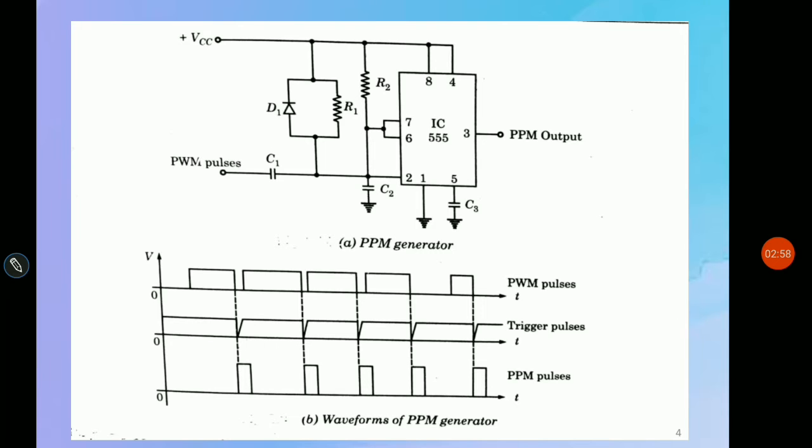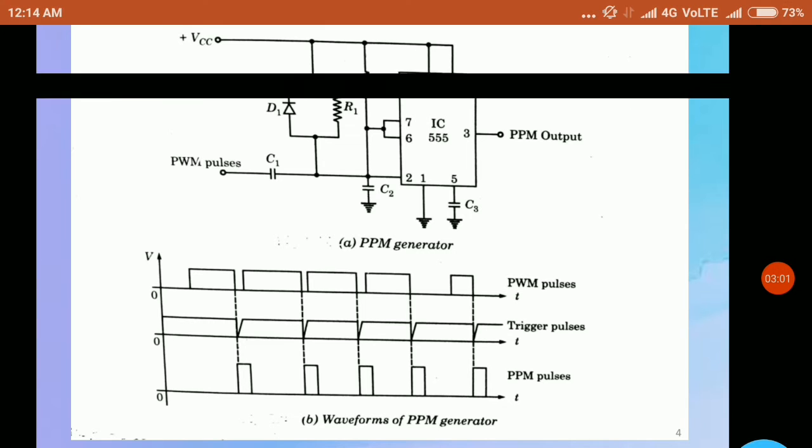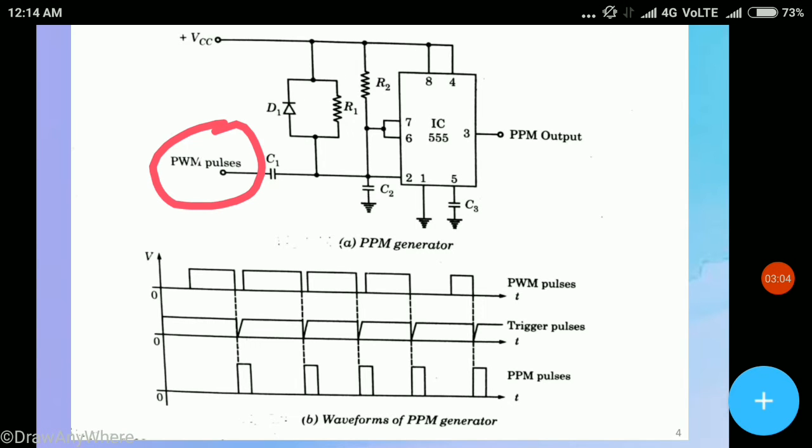Now this is your PWM pulse, where the width is varied. So the differentiator generates positive and negative spikes corresponding to the leading and trailing edges of the PWM waveform. Here diode D1 is used to bypass the positive spikes, and the negative spikes are used to trigger the multivibrator, that is using an IC 555 timer.